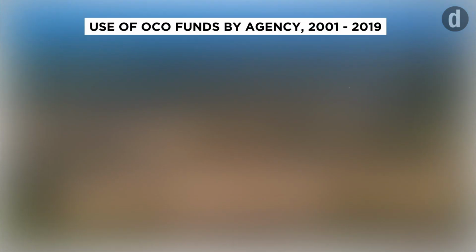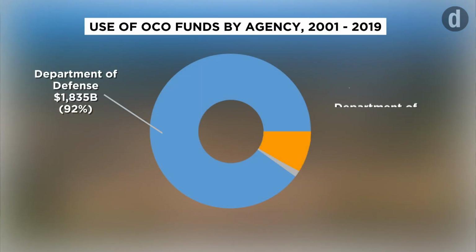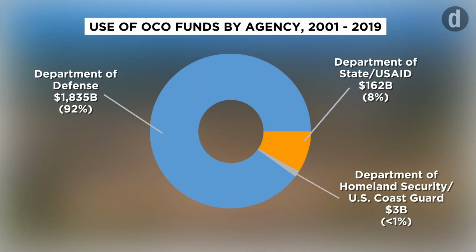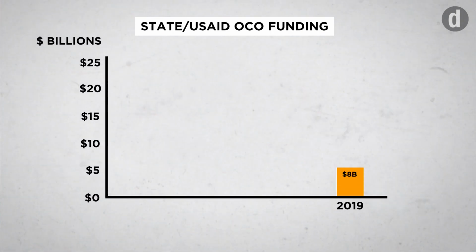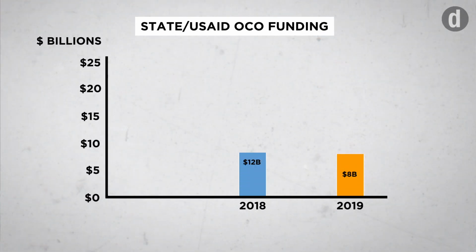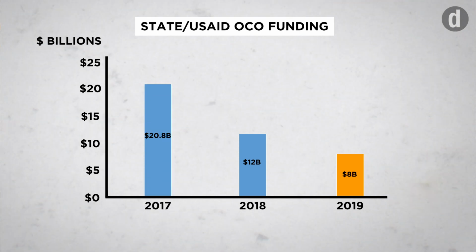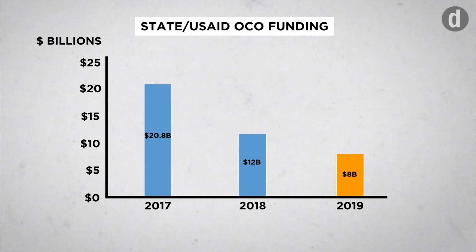The Overseas Contingency Operations Fund, or account, otherwise known as OCO, was originally created to fund the Department of Defense, but it has over the years been used to fund a significant portion of the international affairs budget for the United States. In fiscal year 2019, nearly 15%, or $8 billion, of the international affairs budget was funded through OCO. In past years, it has been an even higher amount.